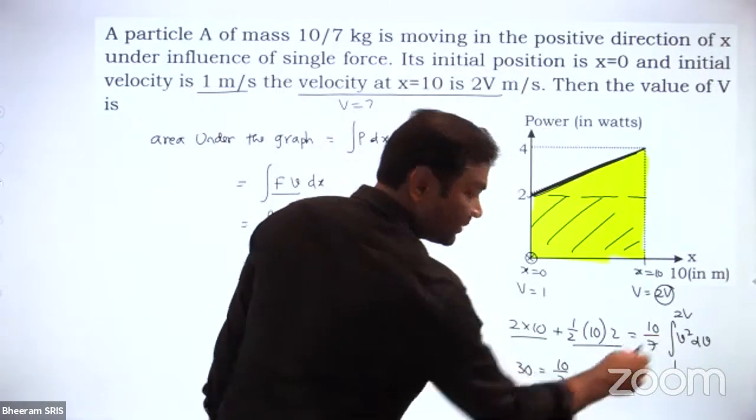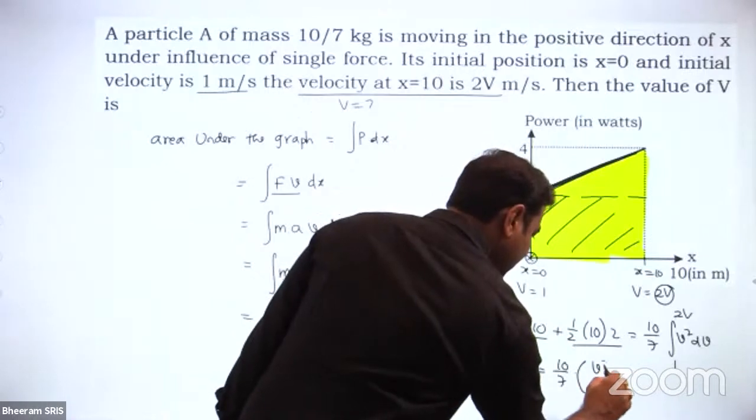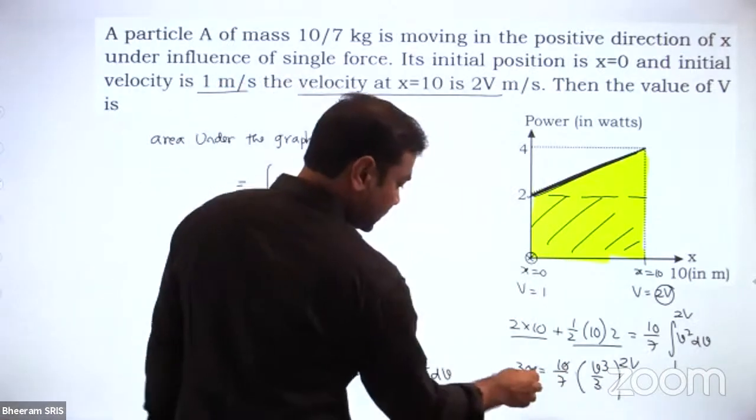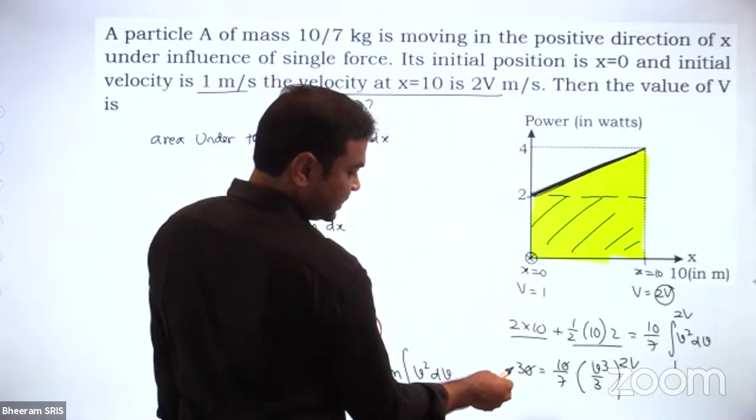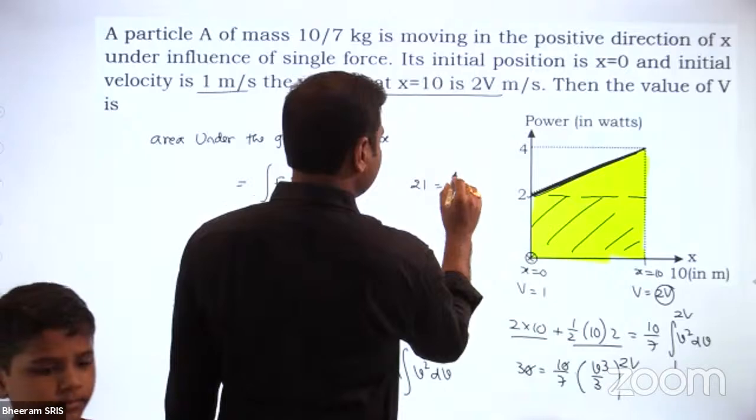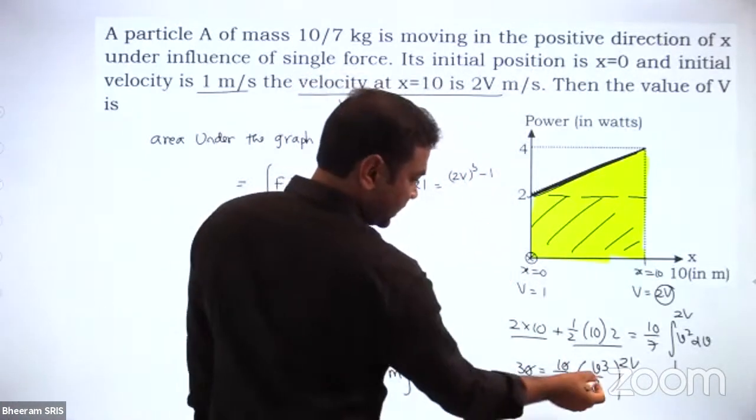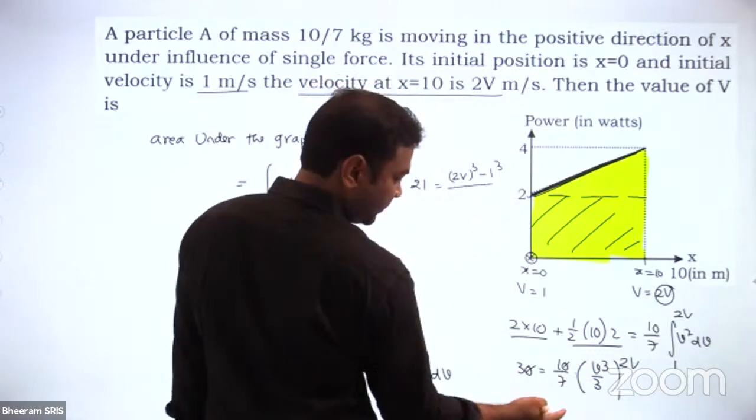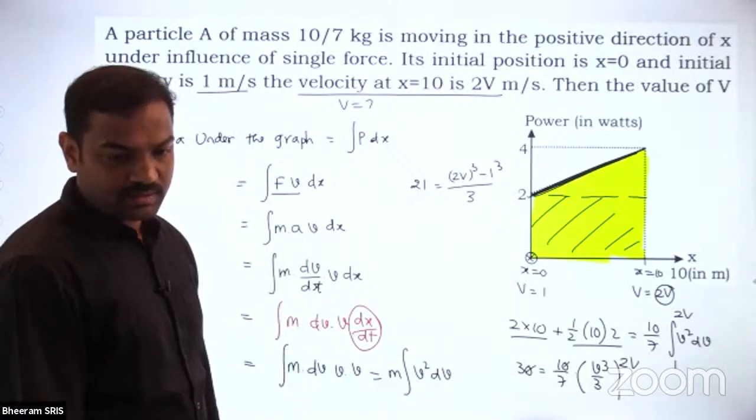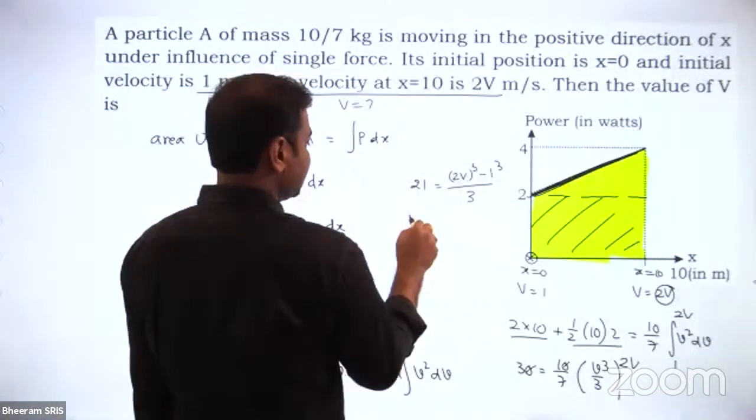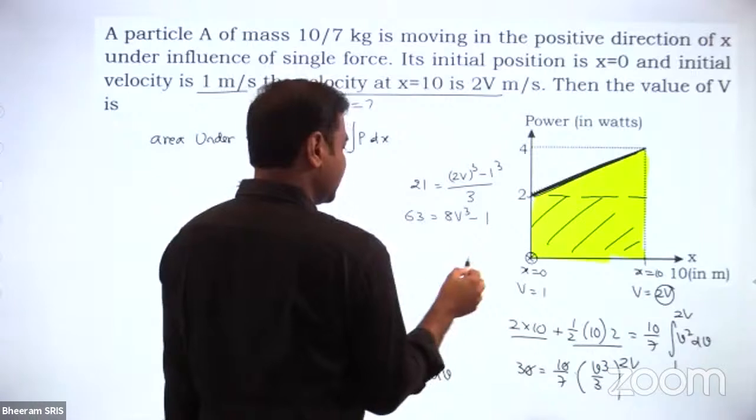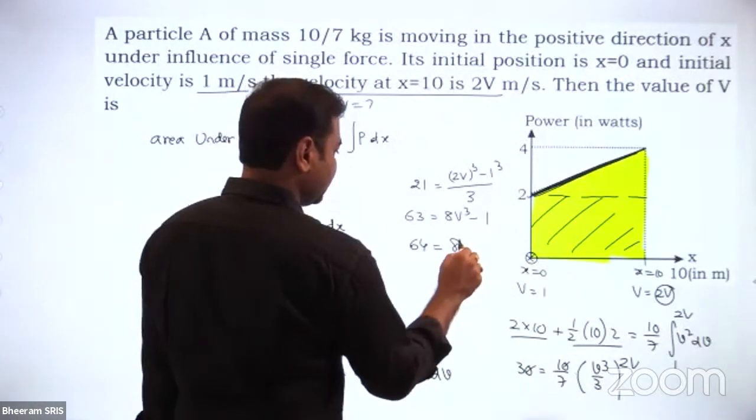V square dv integration is v cube by 3 from 1 to 2v. So 0, 0 cancel out. 3, 7, 21 is equal to v cube. In the place of v, 2v. So 2v whole cube minus, in the place of v, 1, so 1 cube by 3 I can write. 3 is there. 7 I have taken on this side. Okay, Lokeshwar did very good. Then this is 63 is equal to, this is 8v cube, 2v whole cube, 8v cube minus 1 cube is 1. 1 on this side 64, 8v cube.